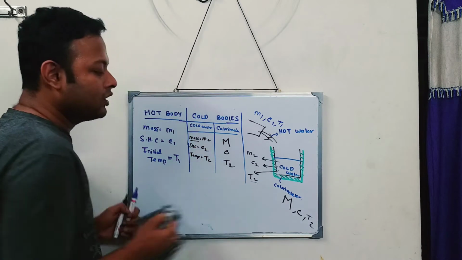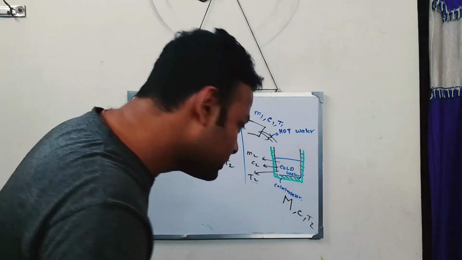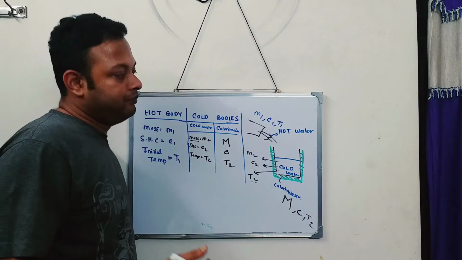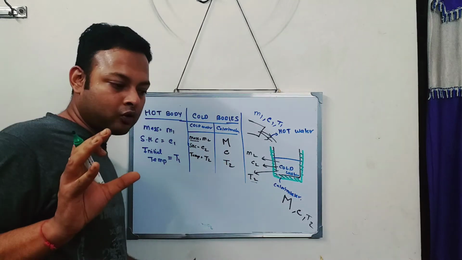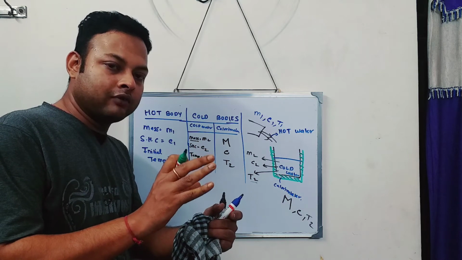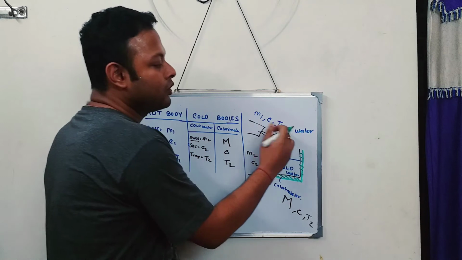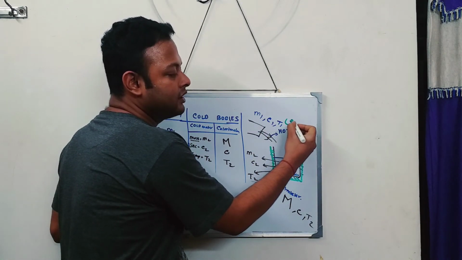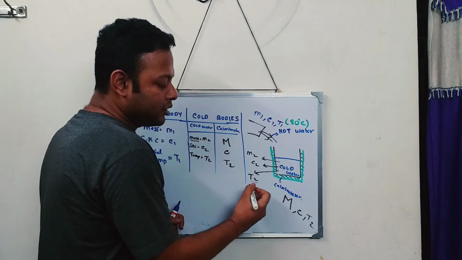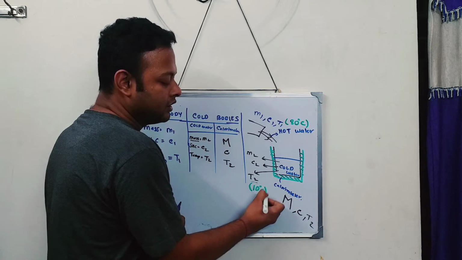Now, once the hot water and cold water combine, what happens? The temperature of the final water is between the hot water and the cold water. Say this is T1, which, let's take an example, say 80 degrees centigrade, the temperature of the hot water. Cold water temperature, let's take it as say 10 degrees centigrade.